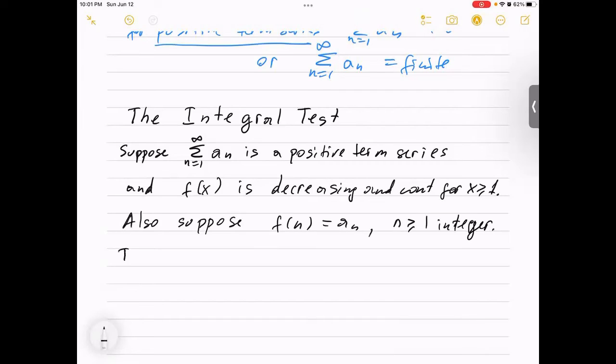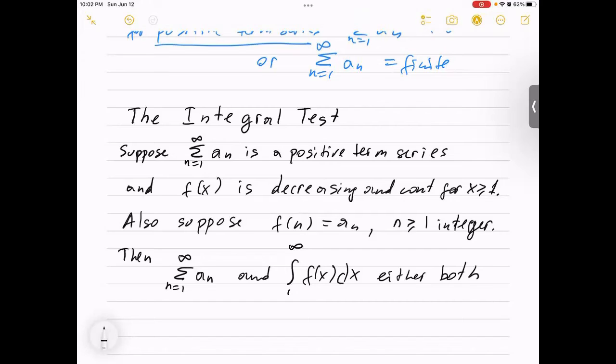Then the conclusion is, if you look at the series, and if we look at the improper integral from 1 to infinity of f of x dx, they are either both convergent or both divergent. So the series and the integral will do the same. They either both converge or both diverge. That's the statement of the integral test.